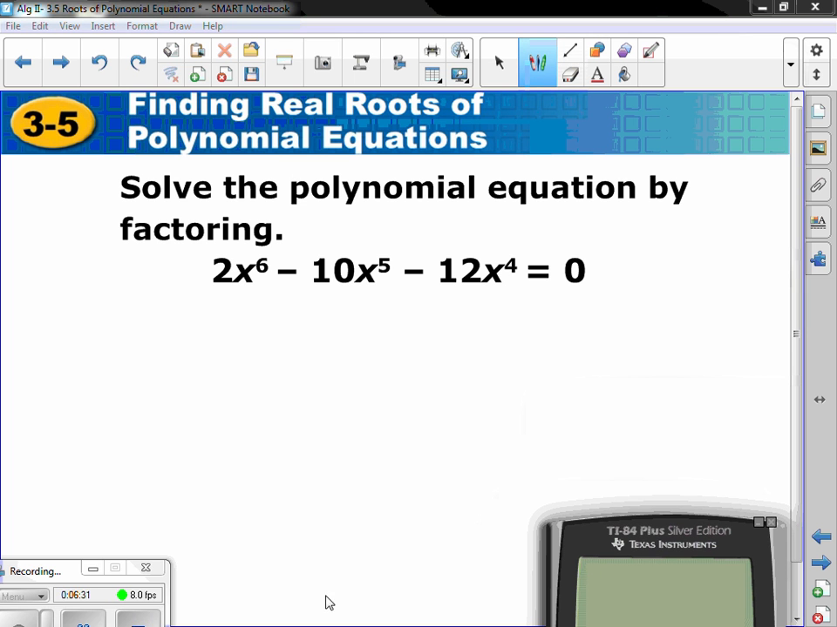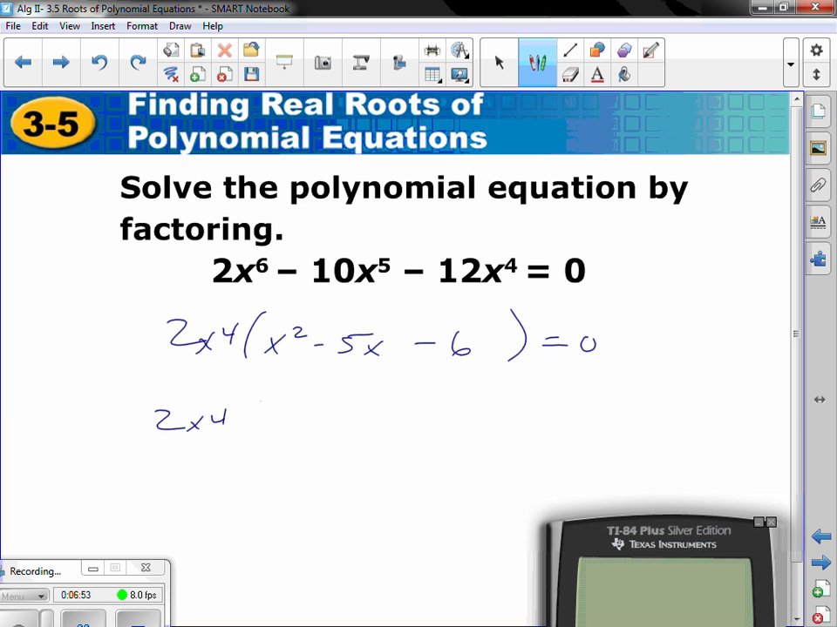Try this one. All right, for this problem, what do we have in common? 2x to the fourth. If I factor out a 2x to the fourth, I'm left with x squared minus 5x minus 6.